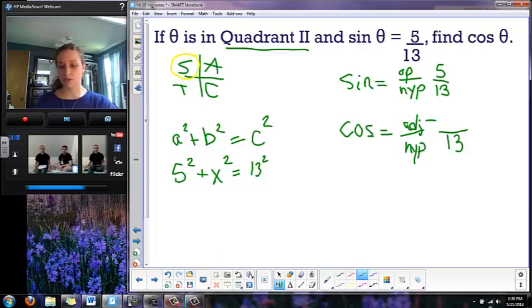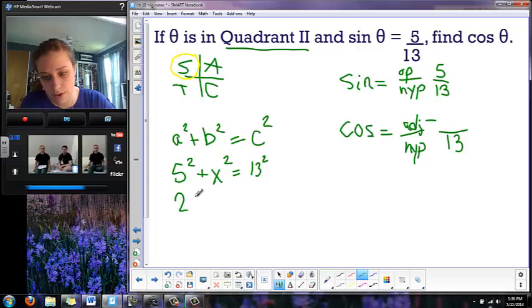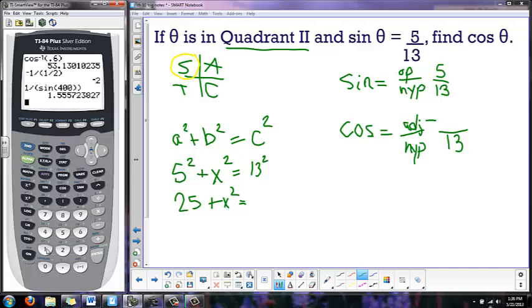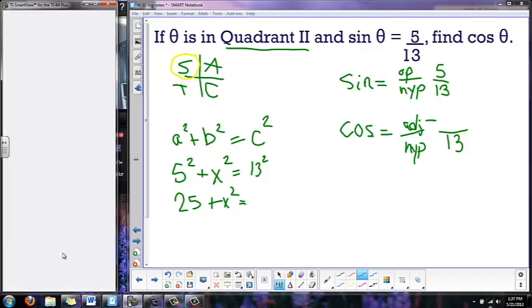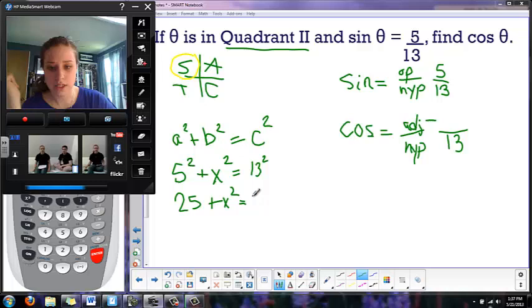Now we can use our calculator, go through. Obviously we know that 5 squared is 25 plus x squared is equal to, I think that's 169. Let me just check. 13 squared. My calculator's freaking out now too. 13 squared. Enter. 169. Okay. 169.